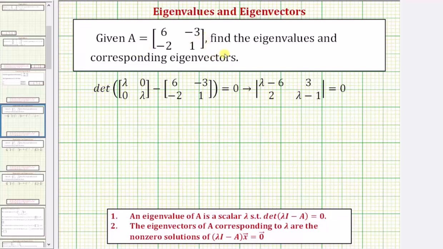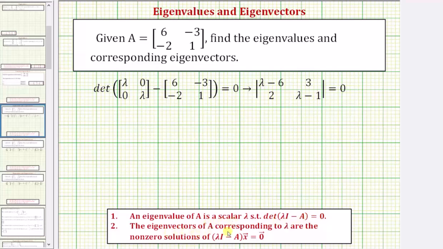We're given matrix A and asked to find the eigenvalues and the corresponding eigenvectors. So looking at our notes below, an eigenvalue of A is a scalar lambda such that the determinant of lambda I minus A equals 0. So we need to solve this equation here for lambda in order to find the eigenvalues.